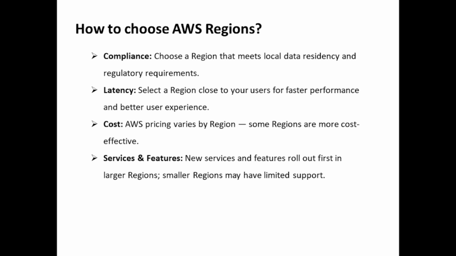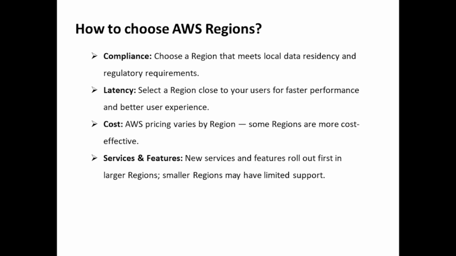Latency. Always aim for low latency. That means picking a region that's geographically close to your users. The closer it is, the faster your app responds. Cost. Yes, pricing differs from one region to another. Some regions are cheaper than others. So if cost saving is a priority, make sure to compare before deploying.